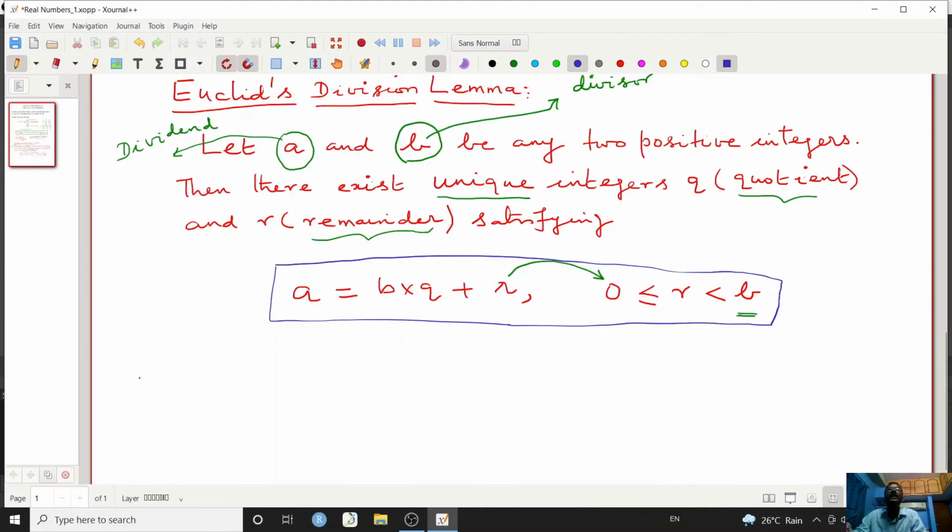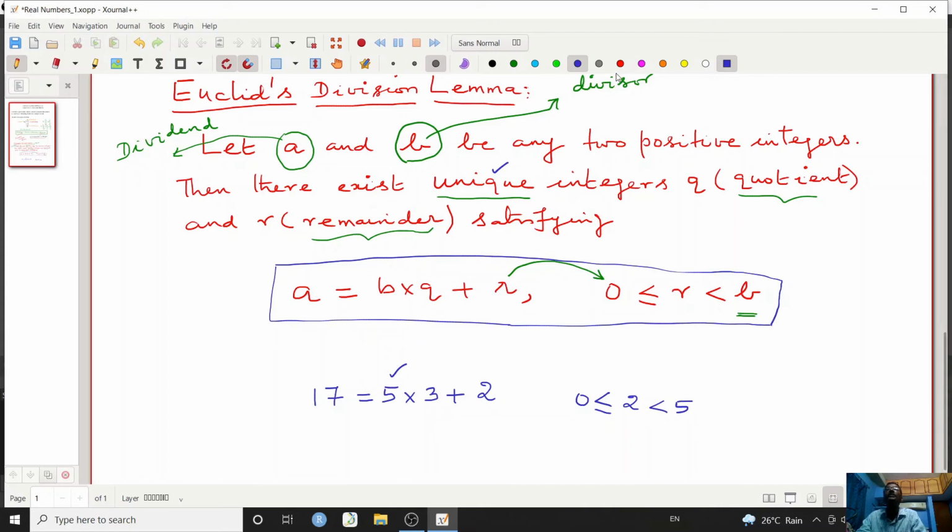Now we have said that we can find unique integers. Let us try to understand what we mean by unique. For example, as in the previous case, if we take 17 and divide it by 5, 5 is your divisor, how many 5s are there? 3 fives are there. Then what is the total? This is 15. So what you will get is 2. And remember that 2 is definitely greater than 0 and is less than what? This divisor 5.